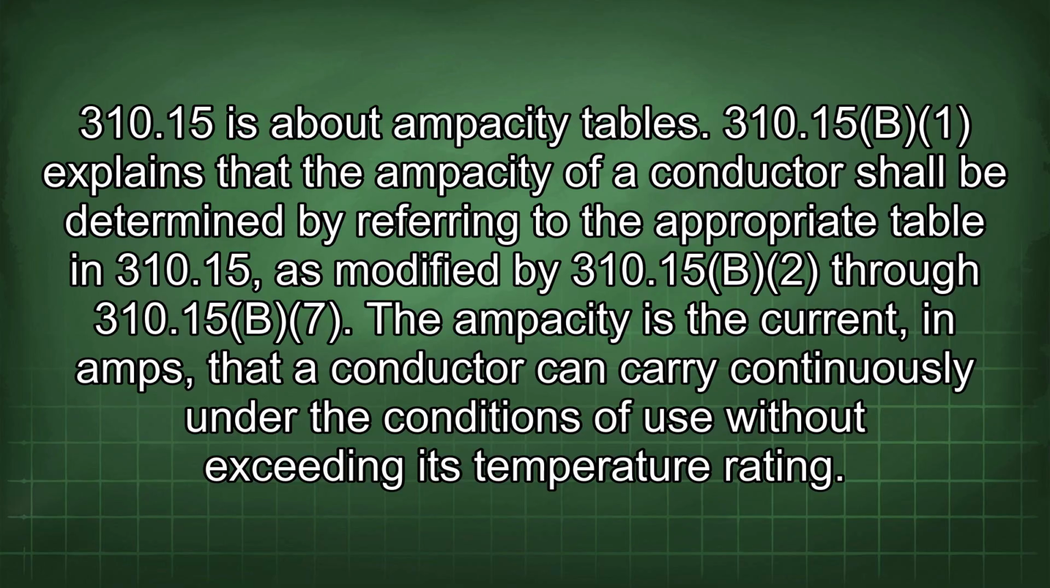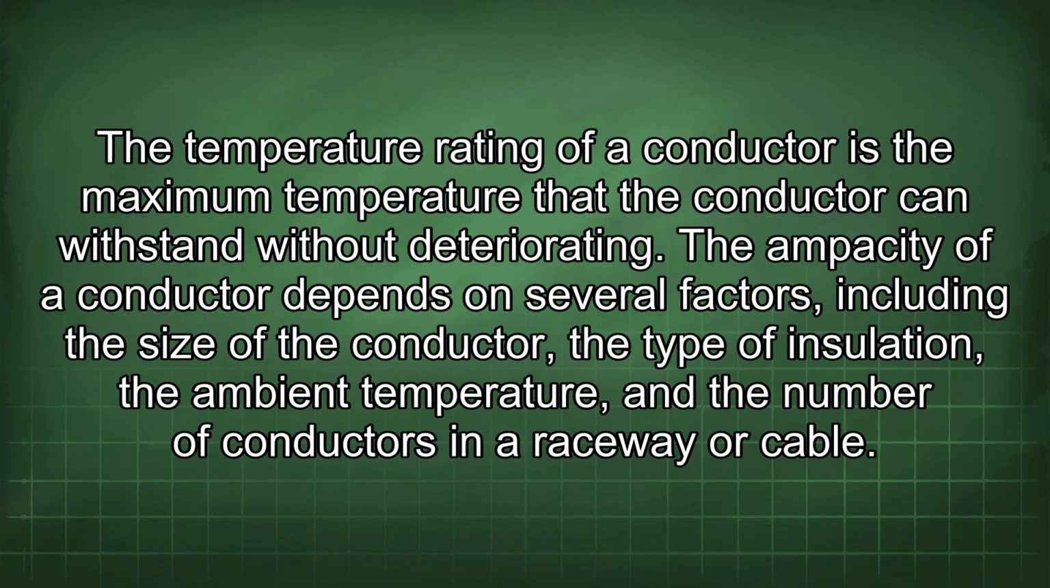310.15(B) explains that the ampacity of a conductor shall be determined by referring to the appropriate table in 310.15, as modified by 310.15(B)(2) through 310.15(B)(7). The ampacity is the current, in amps, that a conductor can carry continuously under the conditions of use without exceeding its temperature rating. The temperature rating of a conductor is the maximum temperature that the conductor can withstand without deteriorating. The ampacity of a conductor depends on several factors, including the size of the conductor, the type of insulation, the ambient temperature, and the number of conductors in a raceway or cable.